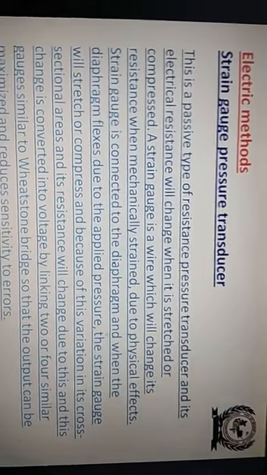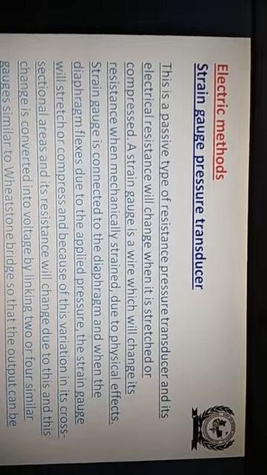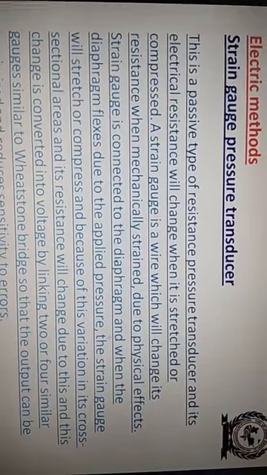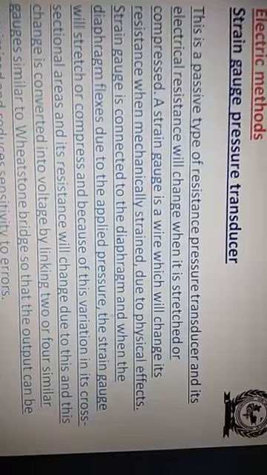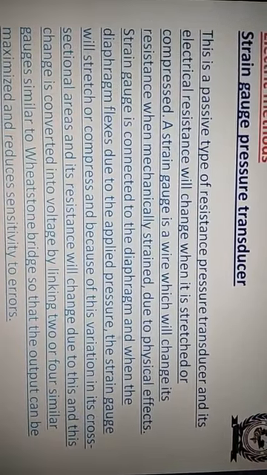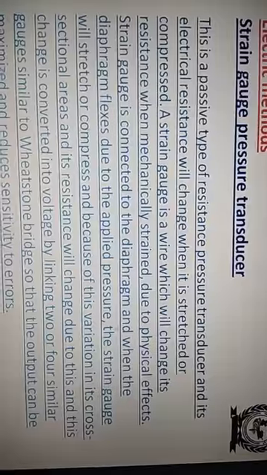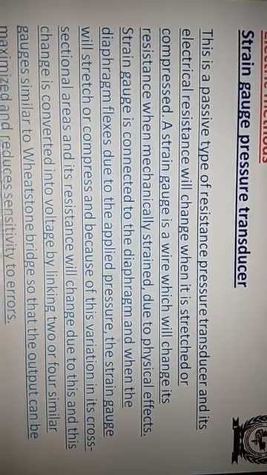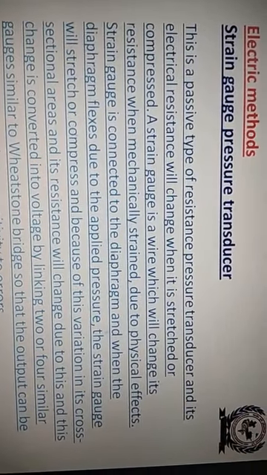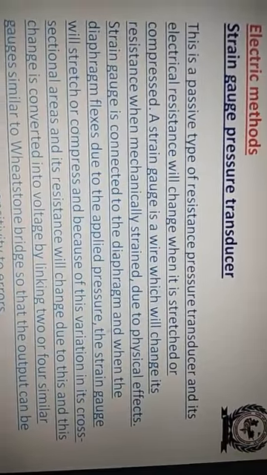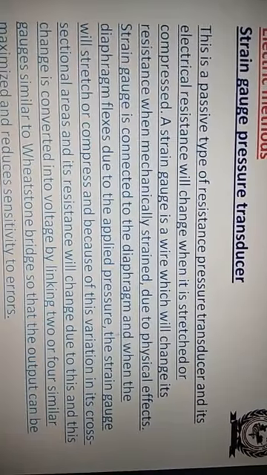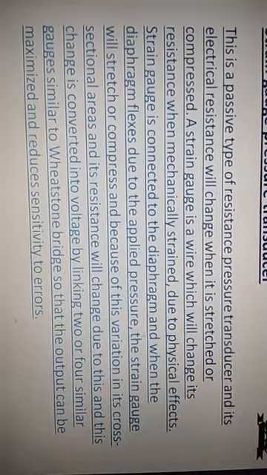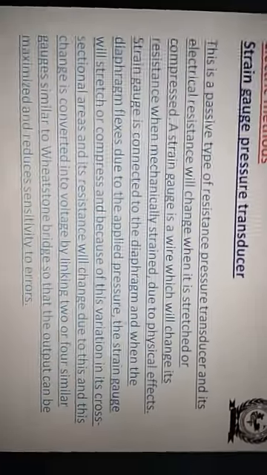Then the electric method for the measurement of the pressure is the strain gauge pressure transducer. This is a passive type resistance pressure transducer, and its electrical resistance will change when it is stretched or compressed. So this is about the strain gauge. If the pressure is applied on the strain gauge, it will be stretched or compressed, and its resistance will change. Then this resistance will be calibrated in terms of voltage, and that will be in terms of pressure.